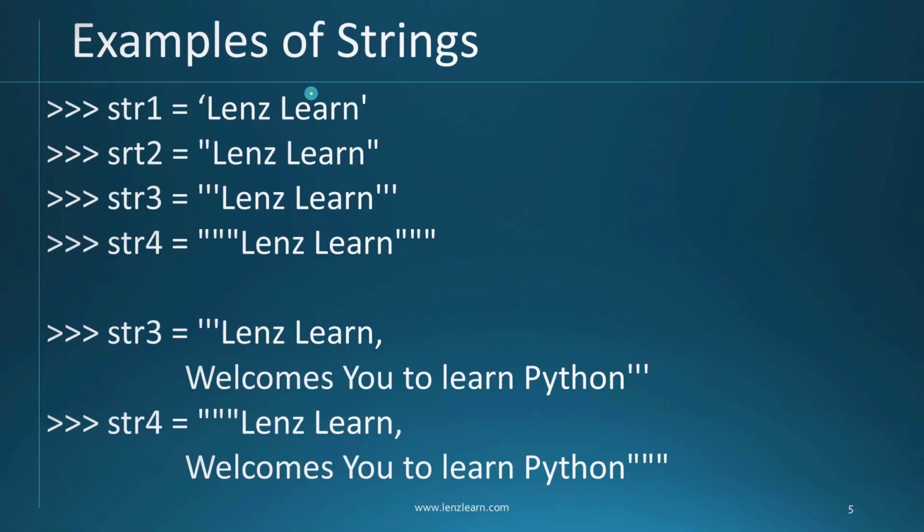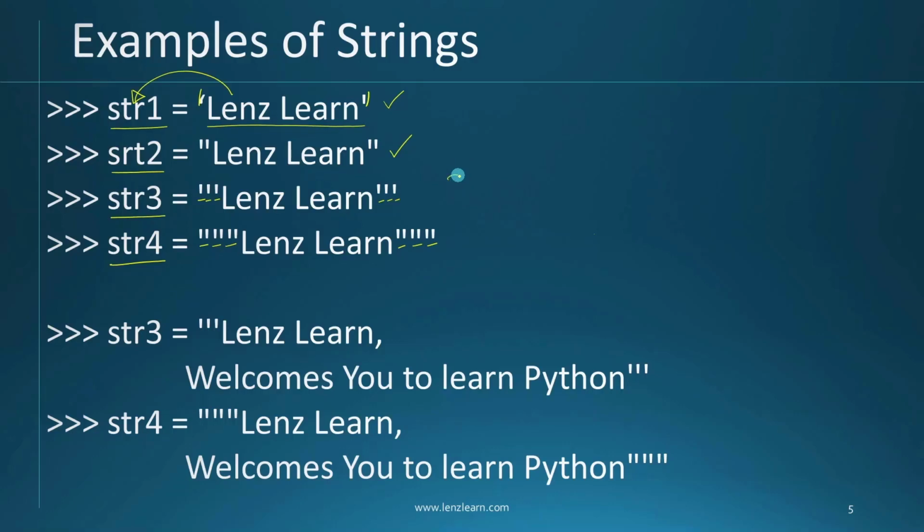So this is an example of a string. Here I have 4 variables: str1, str2, str3 and str4. Into the first variable I am entering a string which has some characters inside it, lens learn, and it is enclosed in single quotes. This is a legal way of inputting a string into a variable, right? You can also use double quotes, so this is also allowed. A string can start with 3 single quotes and end with 3 single quotes, right? A string can also start with 3 double quotes and end with 3 double quotes, right?